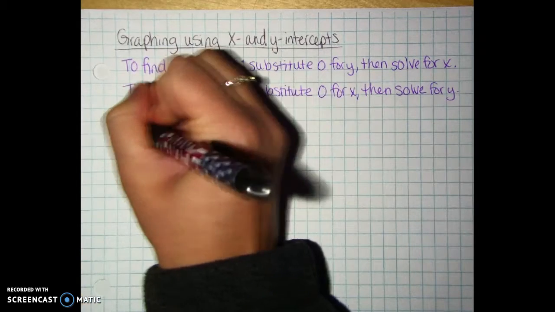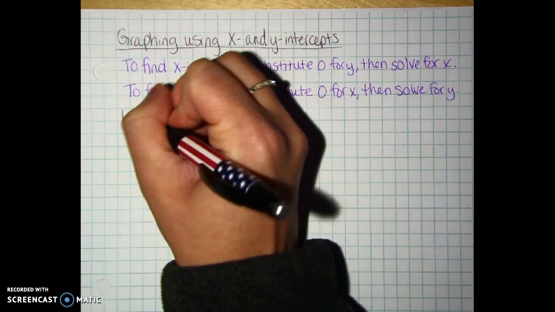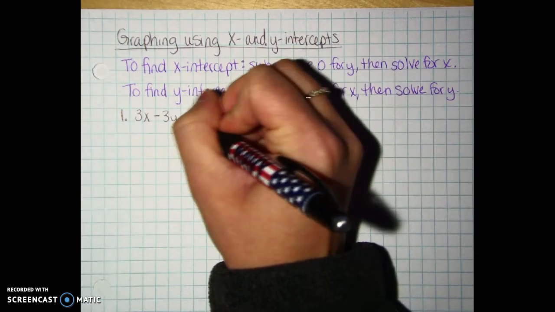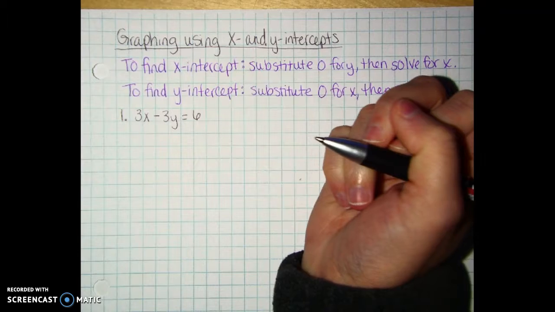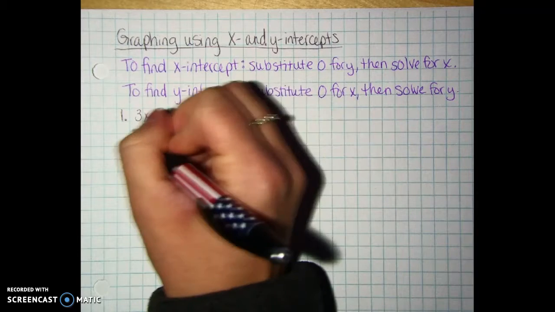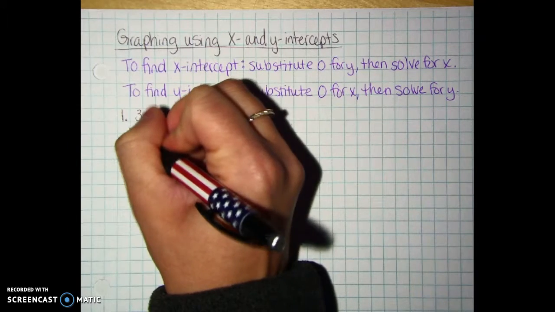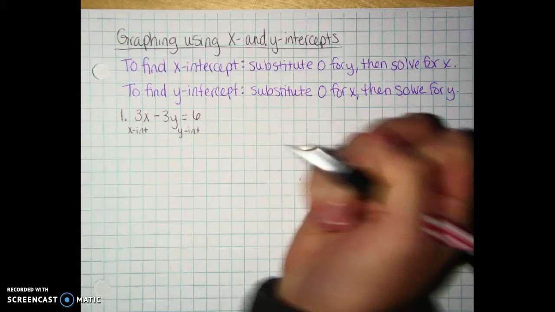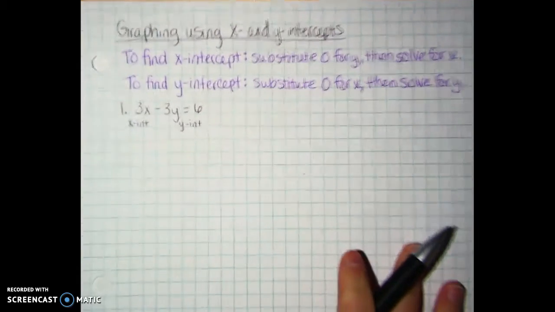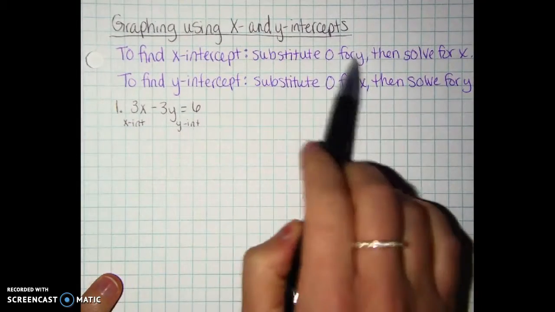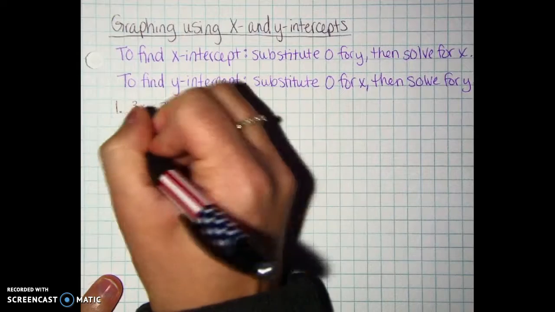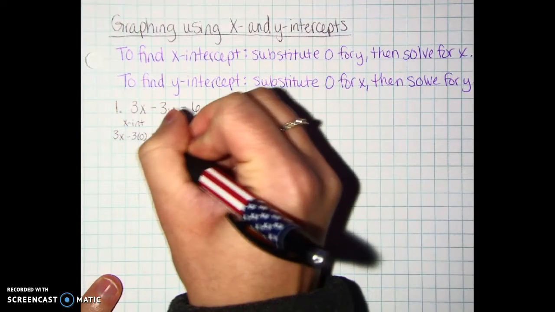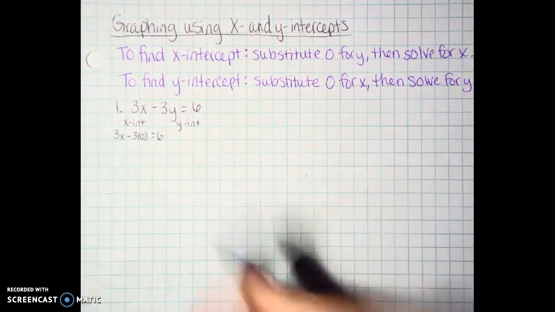Number 1 is 3x minus 3y equals 6. Now, over here I'm going to solve for the x-intercept. If you want, you can write x-intercept, and over here write y-intercept. You don't have to do this on your assignment or anything like that. For the x-intercept, I put in 0 for the y. So it becomes 3x minus 3 times 0 equals 6. And then I'm going to solve that.